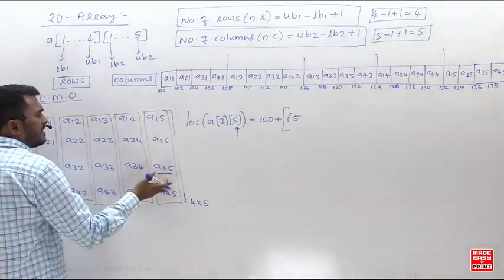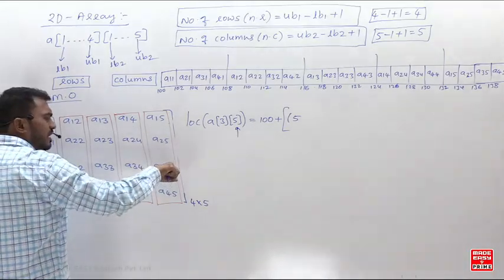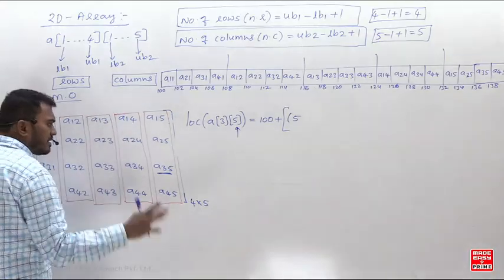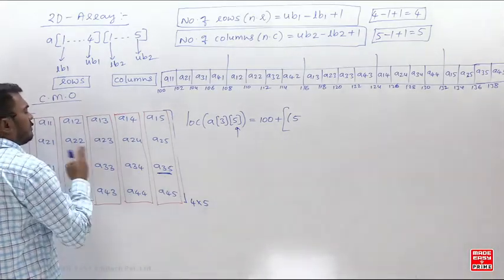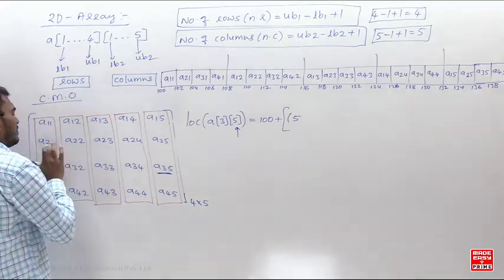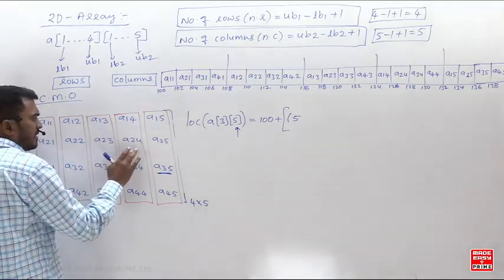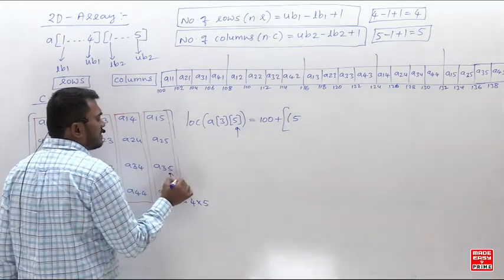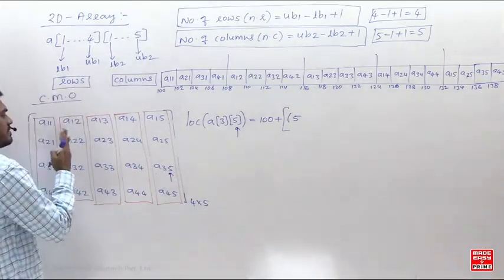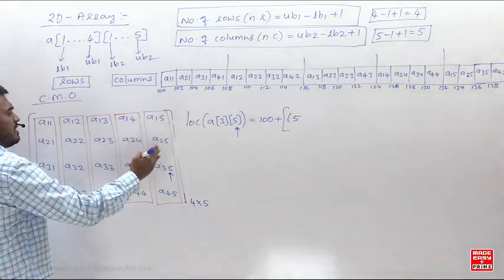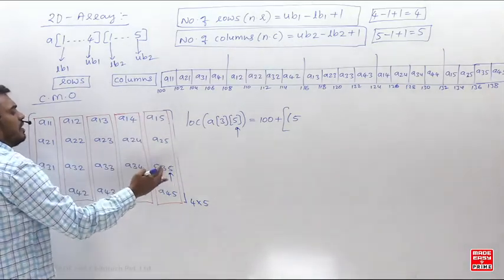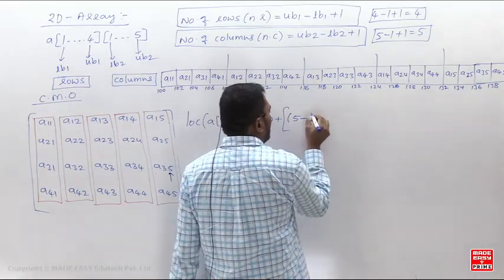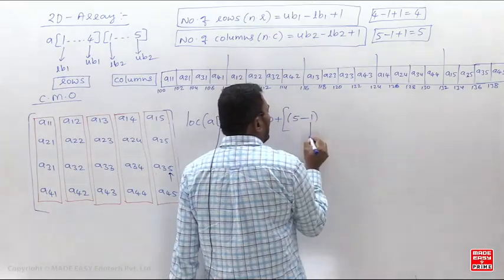Now tell me, you can easily understand here, if you want to go to the fifth column, how many columns do you have to cross? 4 columns you have to completely cross. So first column, second column, third column and fourth column. Fifth column you want to go means 5 minus 1 columns you have to cross. Now remember what is this one here?